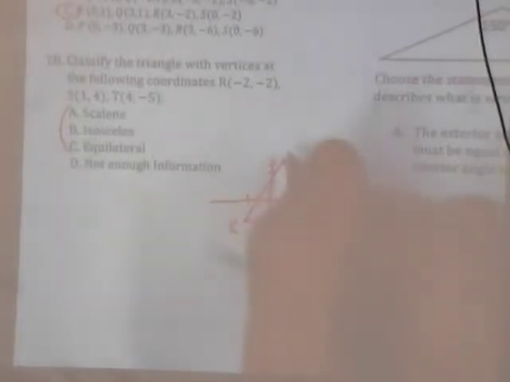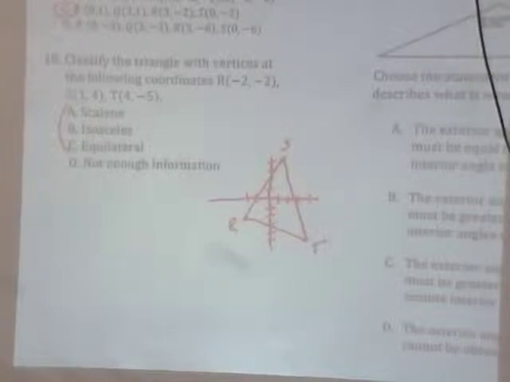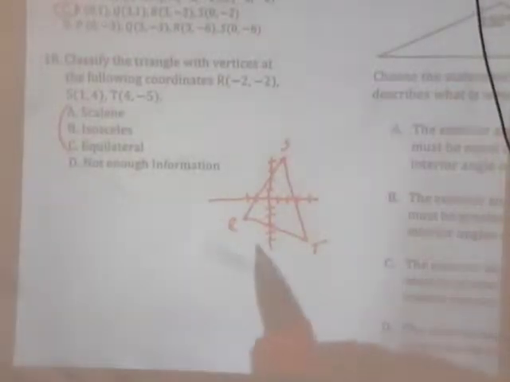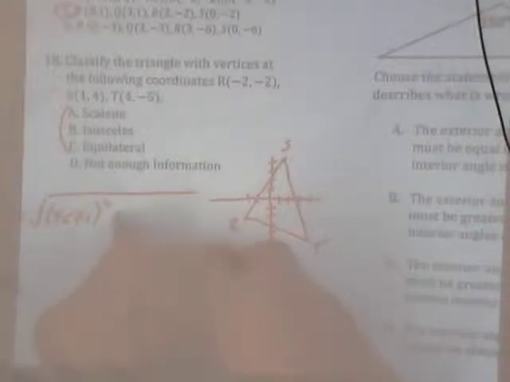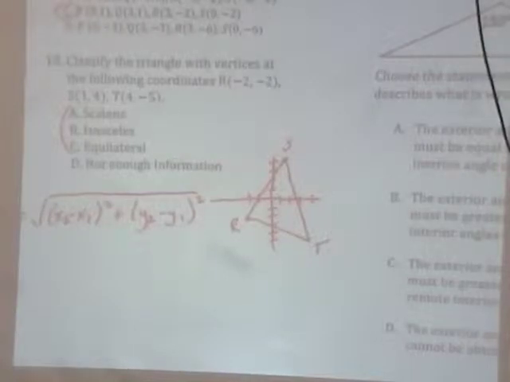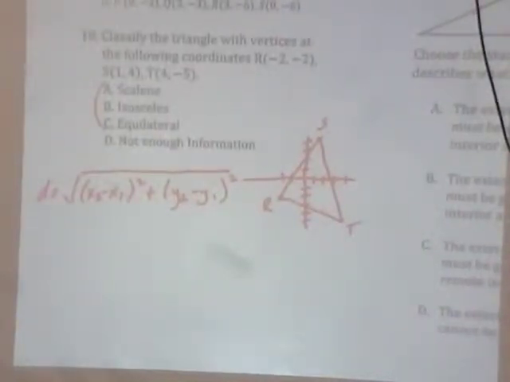This is R, this is S, this is T. How are we going to figure out how long each side is? It's the distance formula, the distance between 2 points. The distance formula is the square root of x2 minus x1 squared plus y2 minus y1 squared. You need to memorize this formula. It will not be on the test, unfortunately. Yep, write it down. Highlight it, put a star next to it, whatever.